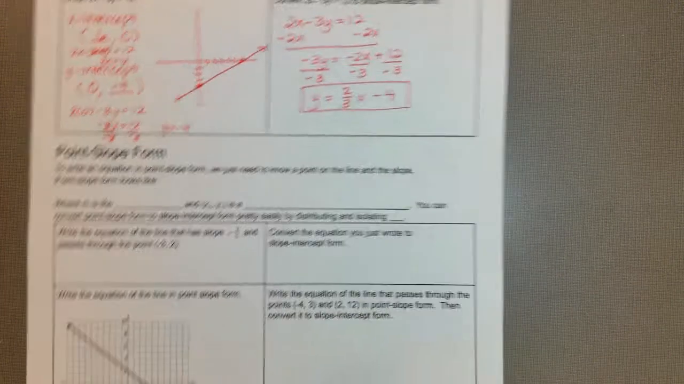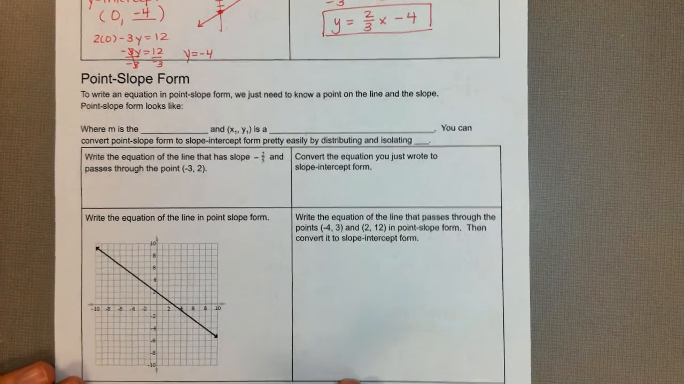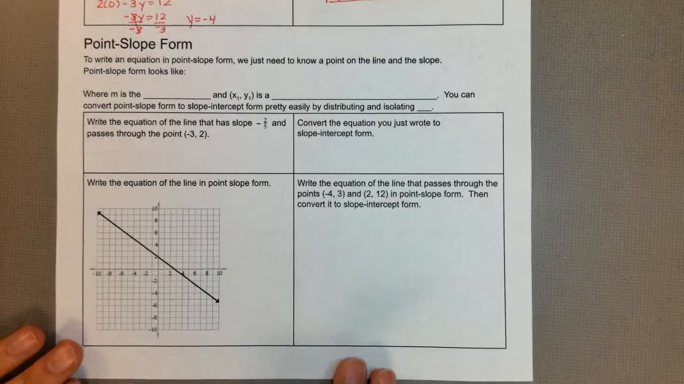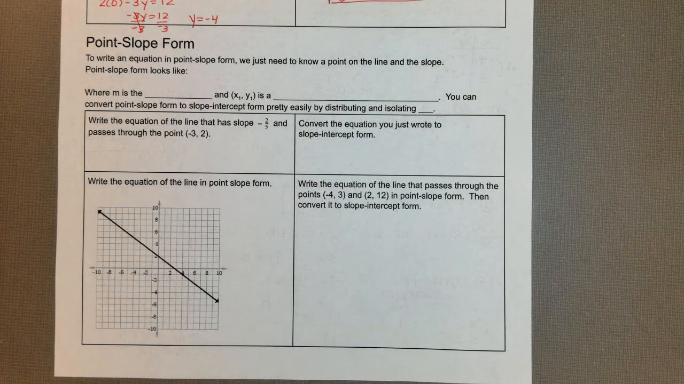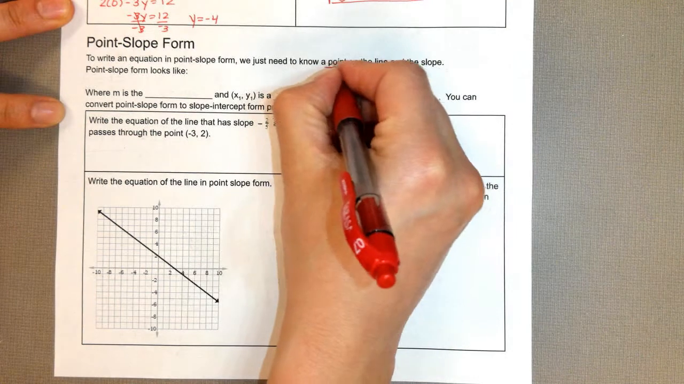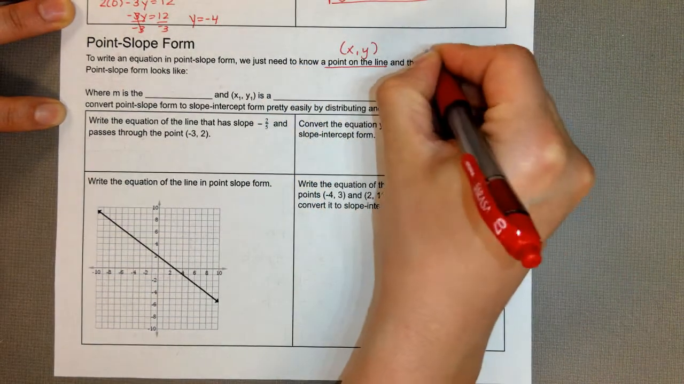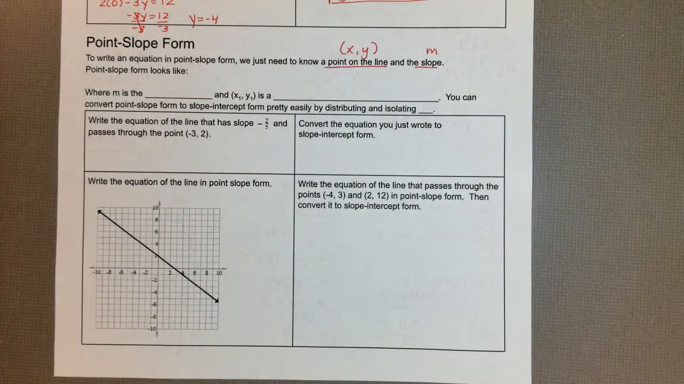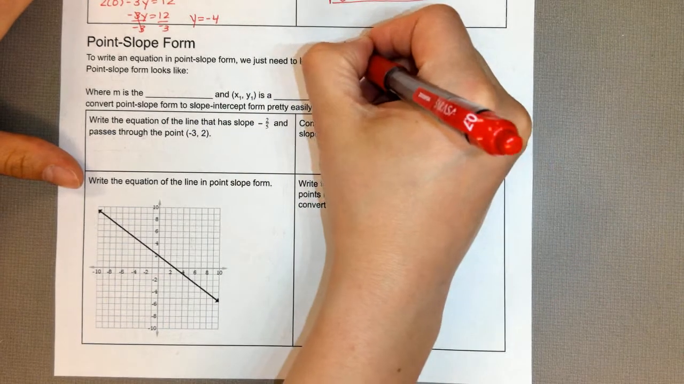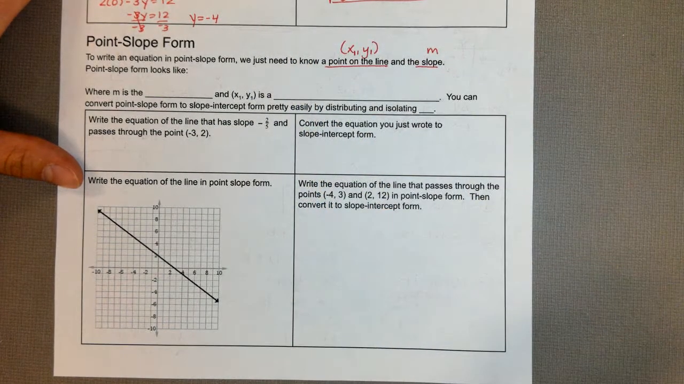The last form of linear equations that we haven't studied yet is called point-slope form. Point-slope form can be incredibly useful because it's really easy. It looks a little funny, but it's very helpful. To write an equation in point-slope form, all we need to know is a point on the line, like an x and a y, and the slope, which is the m. I'm going to call this x1, y1, so we know that they're actual numbers.